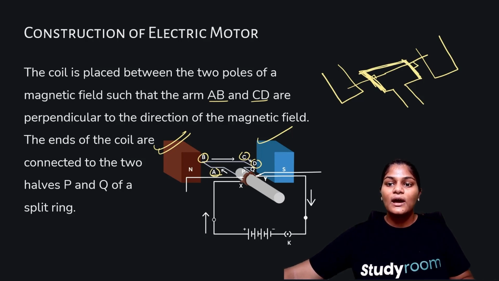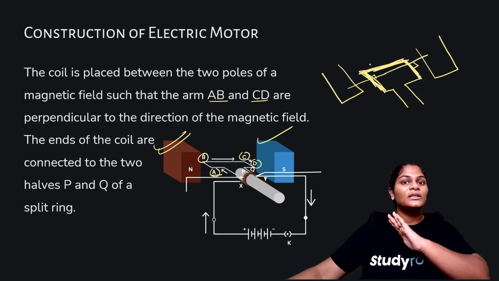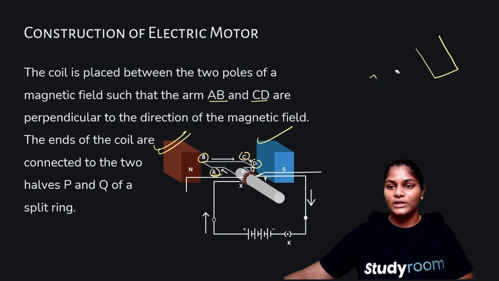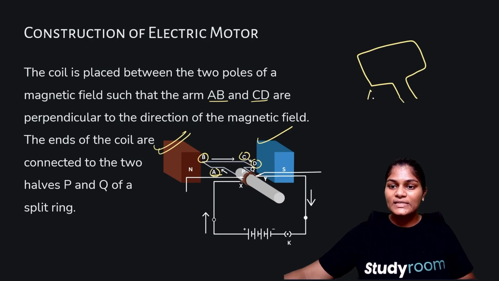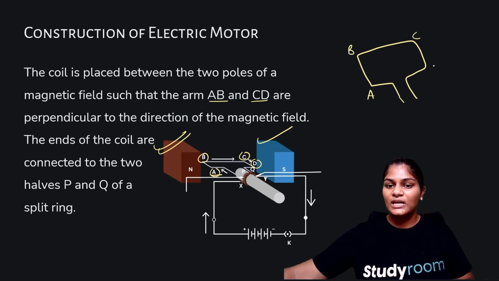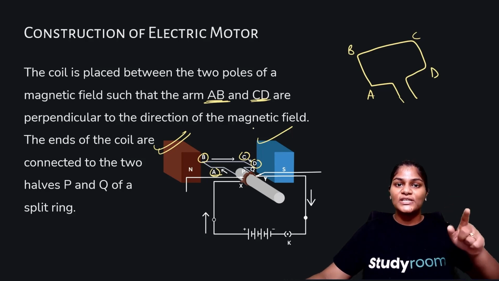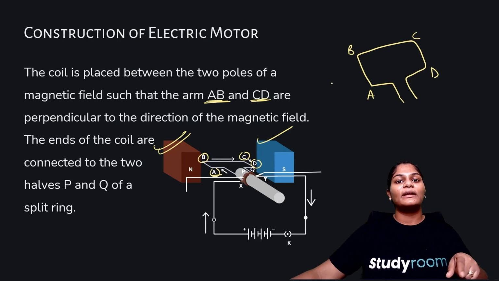So this arm of the coil that is parallel to the magnetic field line does not come into play. Okay, great. Let me draw this for you again. So this is your coil, and this is A, B, C and D. And this is what it means by AB and CD are perpendicular to the direction of the magnetic field, just as I showed you right now. The arm BC is parallel to the magnetic field.